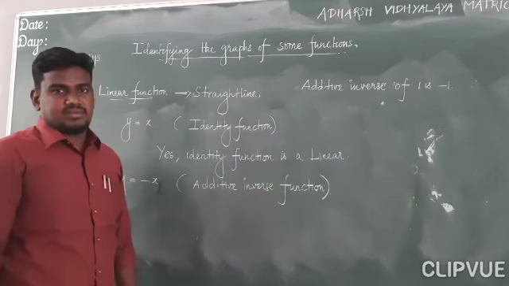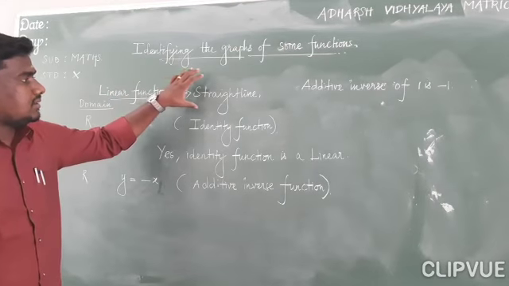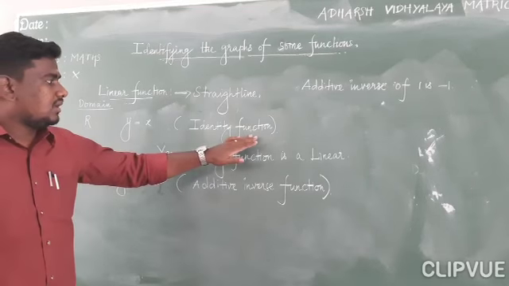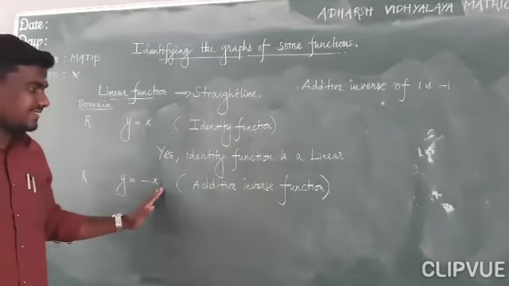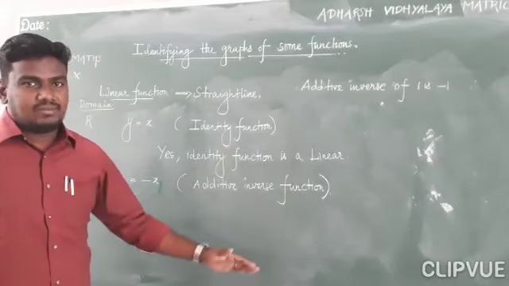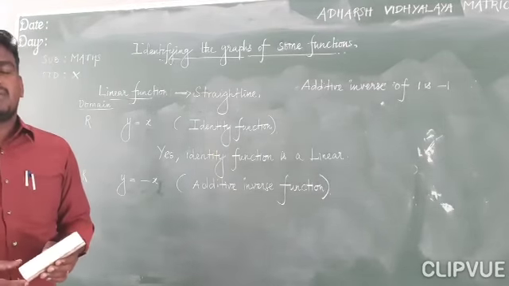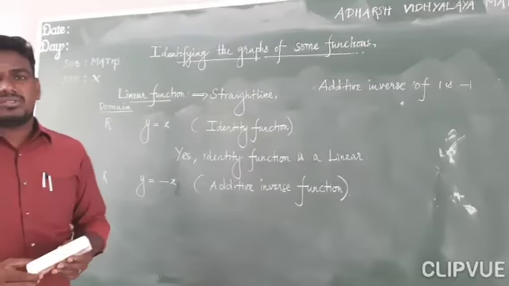The graph of a linear function is a straight line, y is equal to x is the identity function, and y is equal to minus x is the additive inverse function. We have learned these things, and in the next video we will discuss some more functions. Okay, so I hope you understand this. Once again, go through this properly.